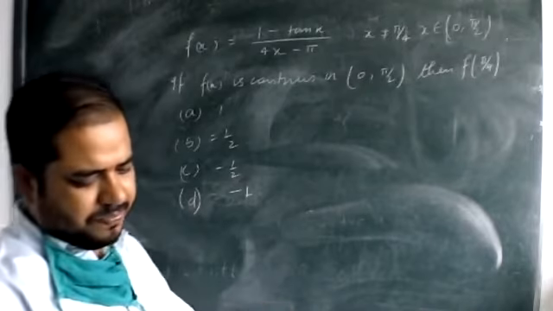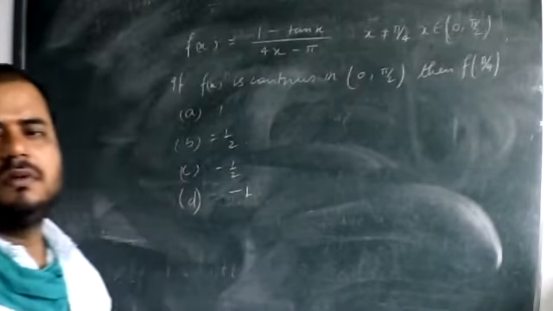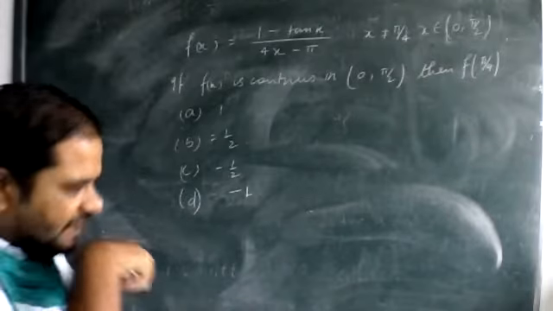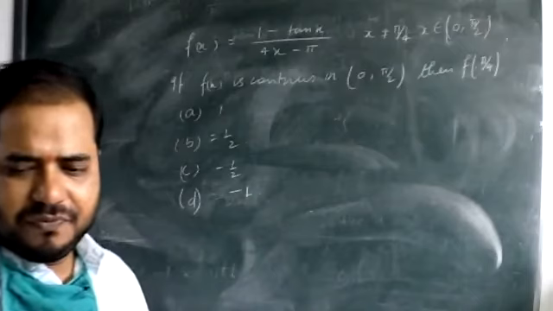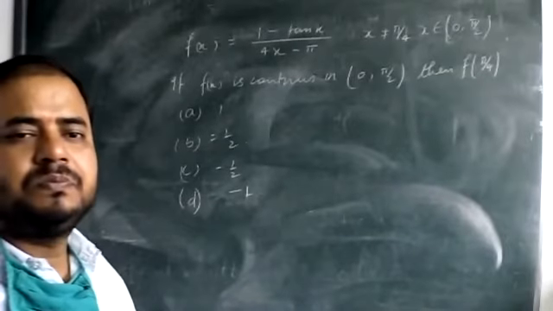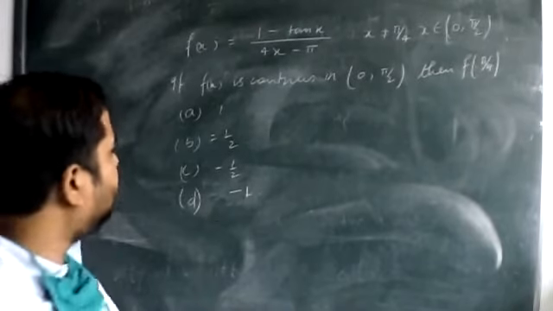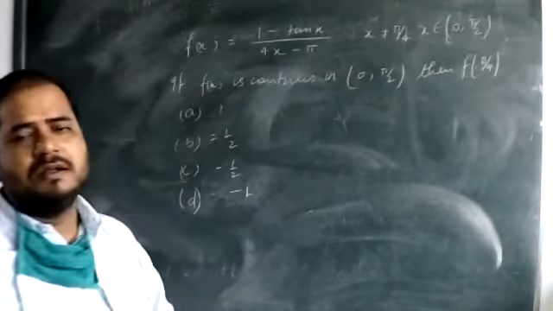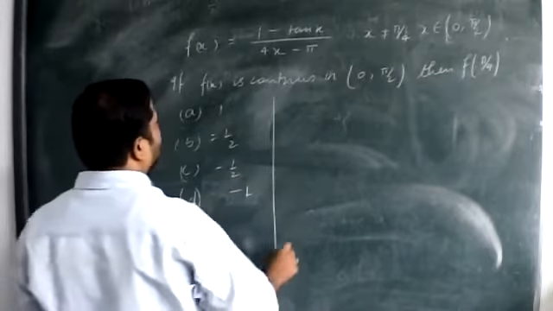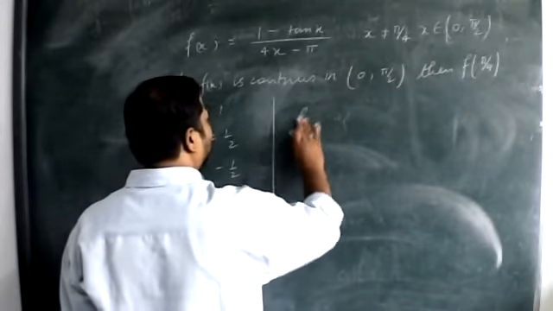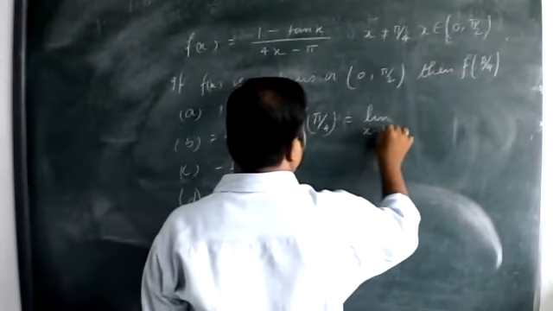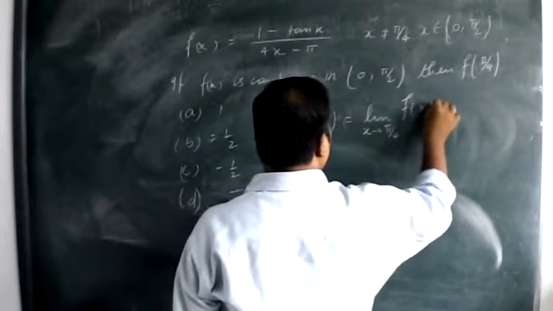First you understand, okay? f(pi by 4) means what? This is the value of the function. But can you find f(pi by 4) directly? Tell me. No. Why? Because if you put x equal to pi by 4 here, this is 0 by 0. So you have to use the limit. f(pi by 4) is nothing but the limit of the function as x tends to pi by 4 of f(x).